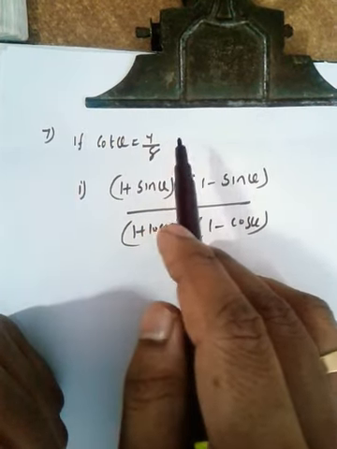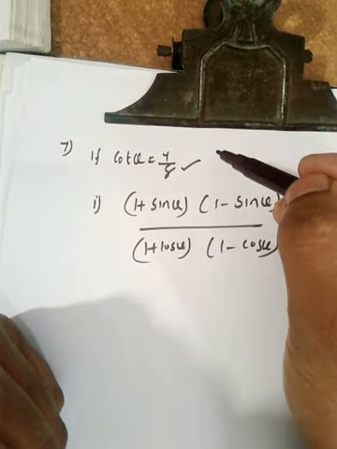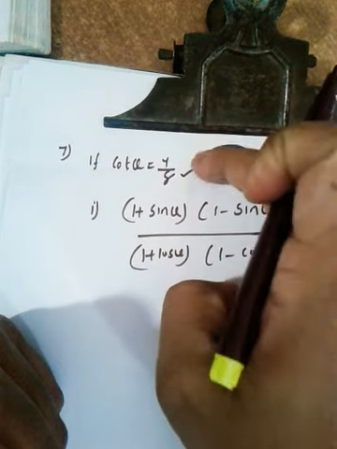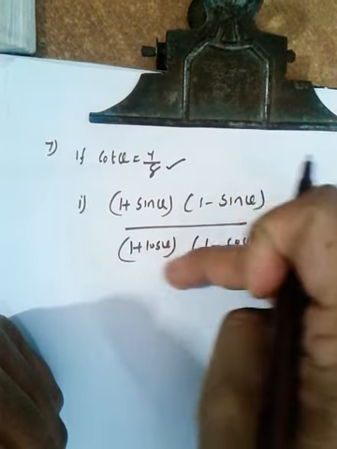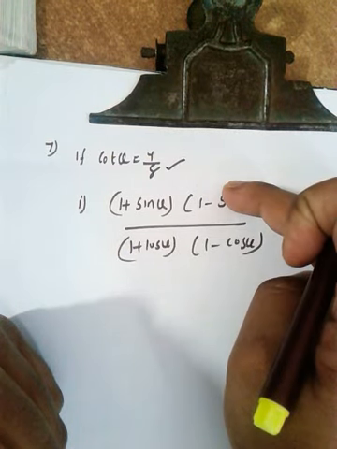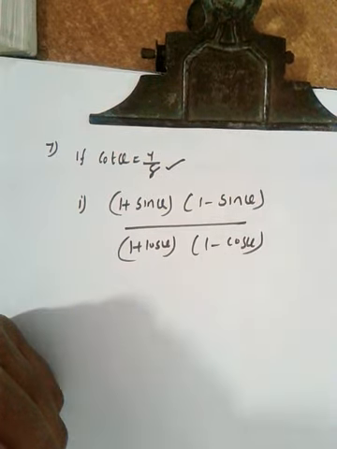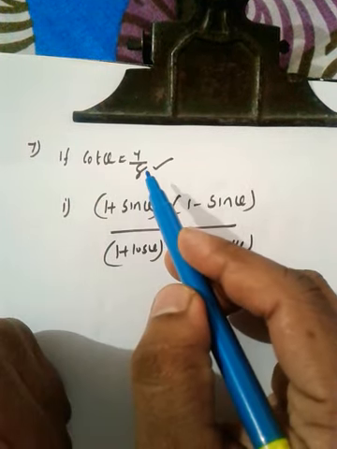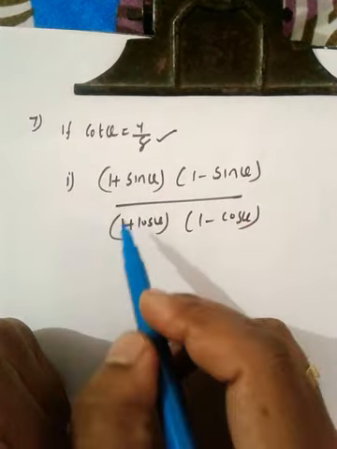Cot theta is given as 7 by 8. This is the given thing, or in other words, this is the only given thing. By using this given fact, we are supposed to calculate the value of this one. Okay. Shall we calculate that? So I repeat, cot theta is given as 7 by 8. By using this cot theta, we are supposed to calculate this. Okay. This is the question.